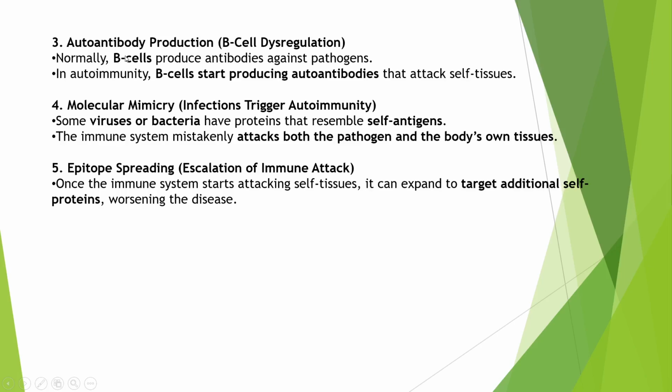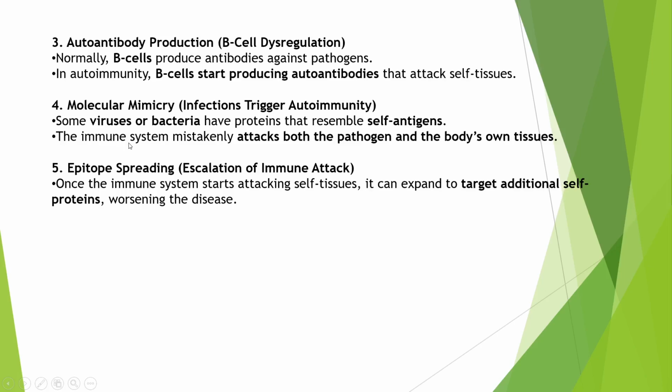So normally B cells produce antibodies against pathogens. In autoimmunity, B cells start producing antibodies that attack self tissue. So here also, in a similar way, the antibodies will go and attach to your self cells, and then your self cells will be acted upon by your macrophages or phagocytic cells to clear that cell, because now that has been identified as a threat. So slowly, from cells it will go to tissues and then organs.